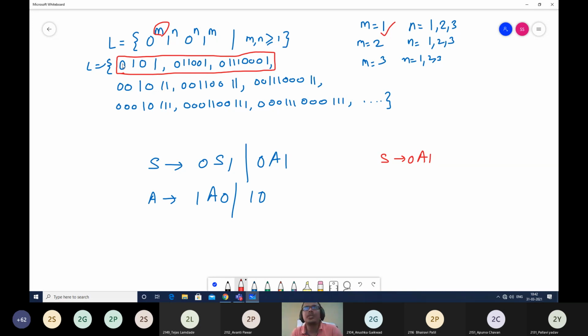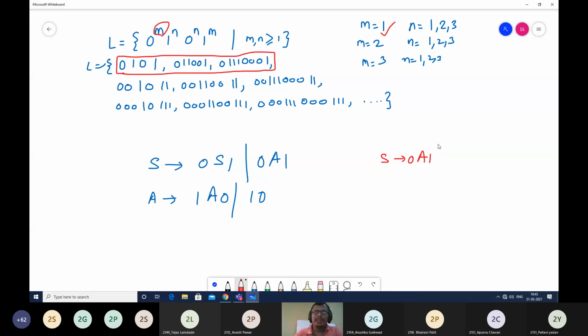So if I'm dealing with strings of these types, where my value of m is 1, no matter what the value of n is, it can be 1, 2, 3, 4, 5, 6, anything. But if my value of m is 1, I need only one 0 outside followed by one 1 on the right-hand side. So in that case, I'll apply the production rule directly, S gives 0A1. Are you getting this? Yes.